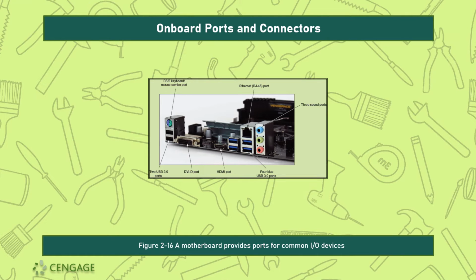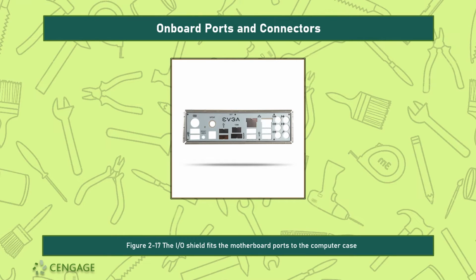And then of course you can see that you've got USB 2.0 and 3.0. 3.0 shows up as blue. And then the I/O shield fits the ports to the case, to make sure that there's minimal loss of airflow.